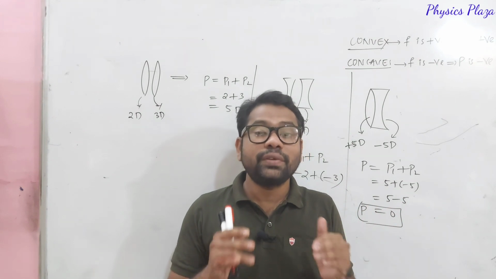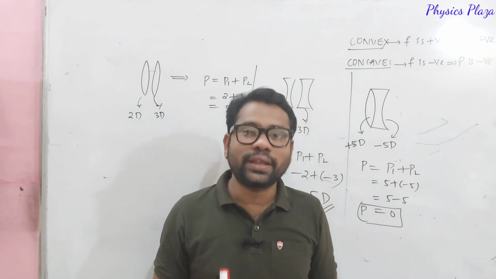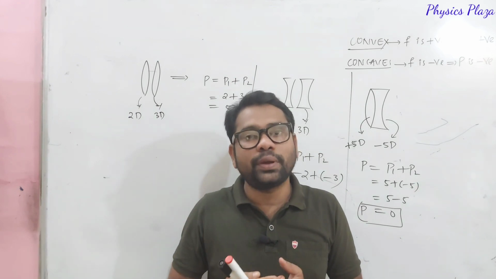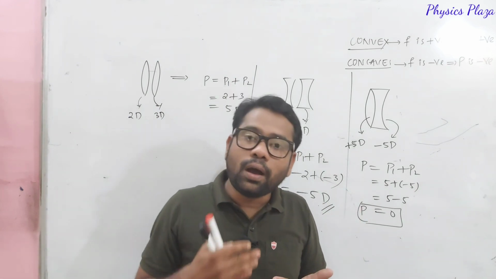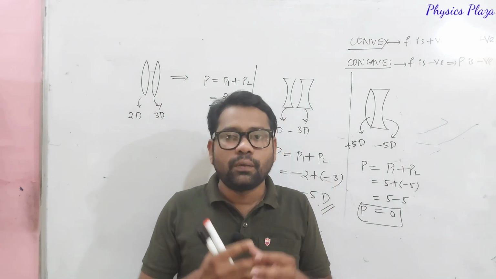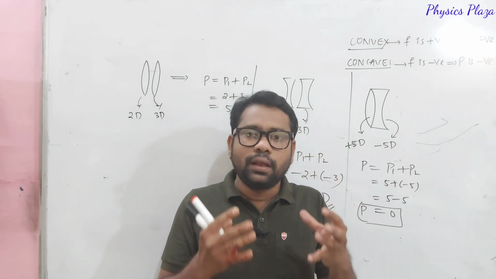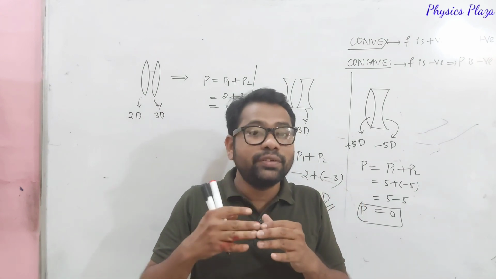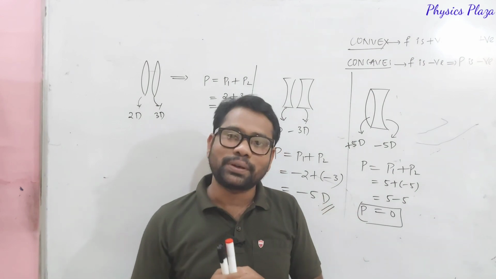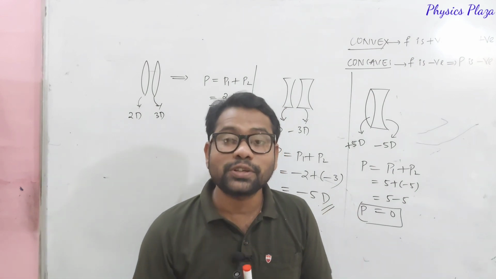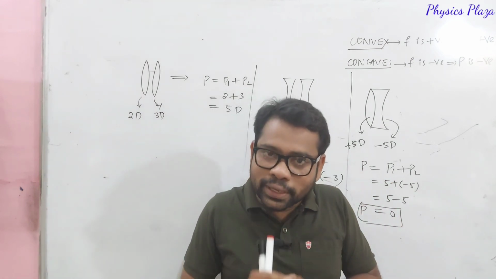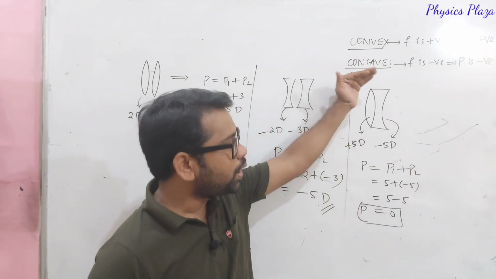In the next class, children, we are going to discuss only numericals based on convex lens and concave lens. When you are solving the numericals, we will understand more how we are going to apply the sign convention. It means we will get more command. Learning is okay, but when you apply the concepts we have learned, we will get more command. We are also going to solve numericals based on the relation between power and focal length.